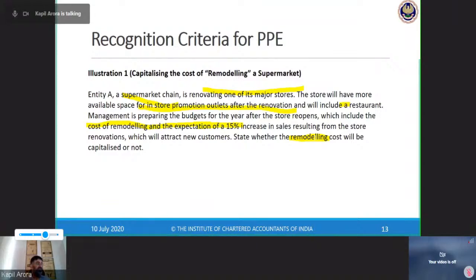So Deepak, Ankush, good, right? So the remodeling, because this is not a day-to-day expenditure. We don't do renovation every day. So it will be considered as property, plant and equipment.